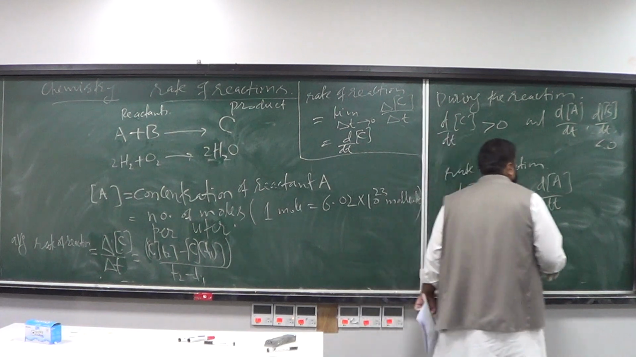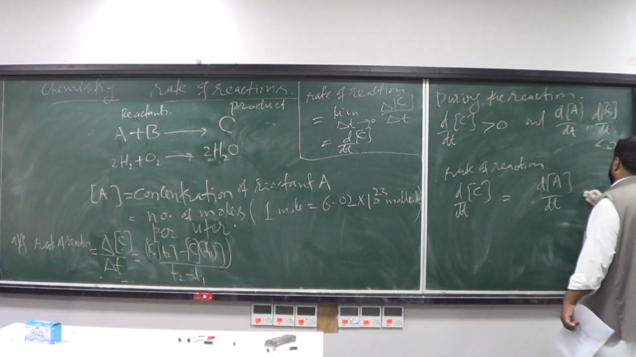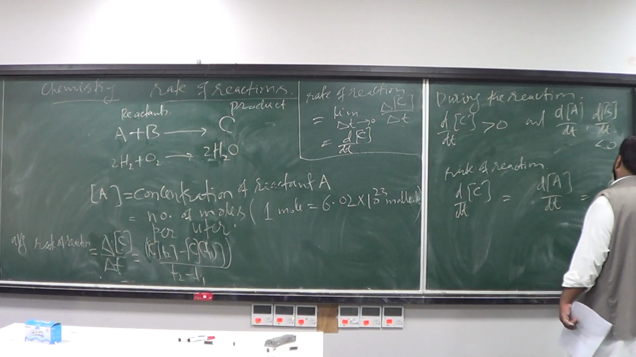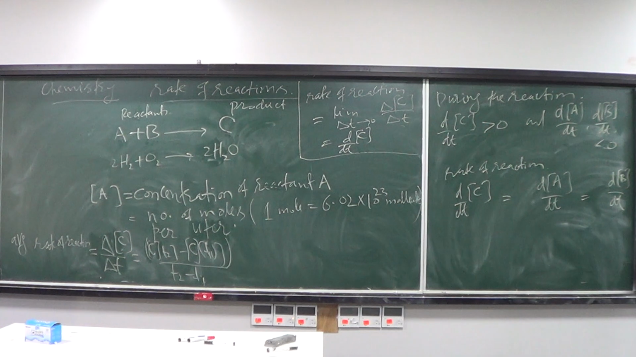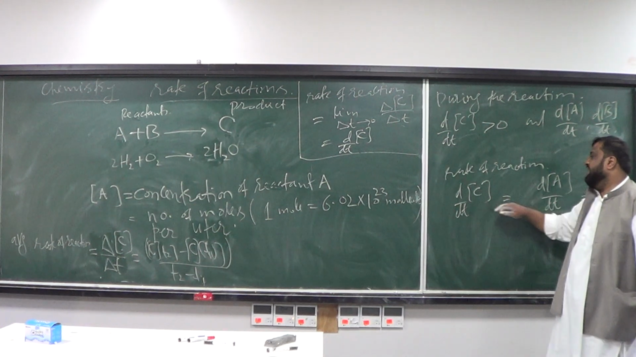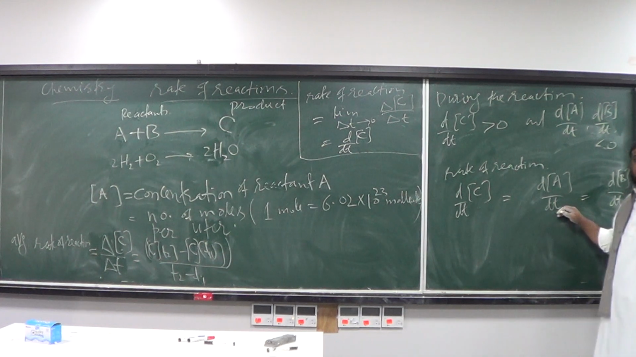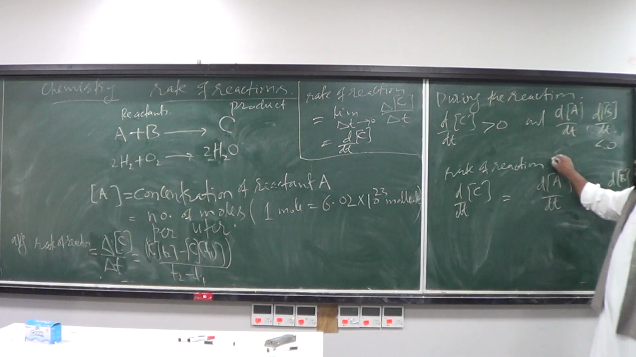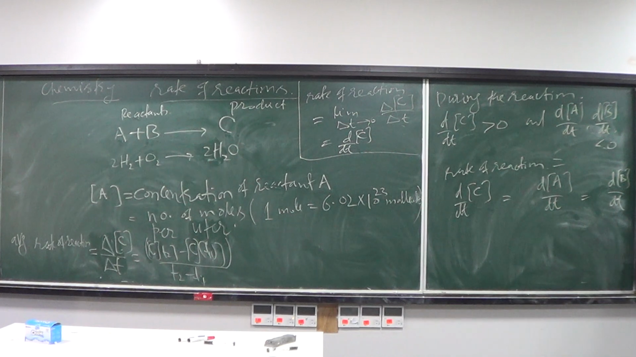So you're going to say that these all rates are equal. The rate at which the concentration of C is increasing is equal to the rate at which the concentration of A is decreasing, and the rate at which the concentration of B is decreasing, and all of this is equal to the rate of reaction.